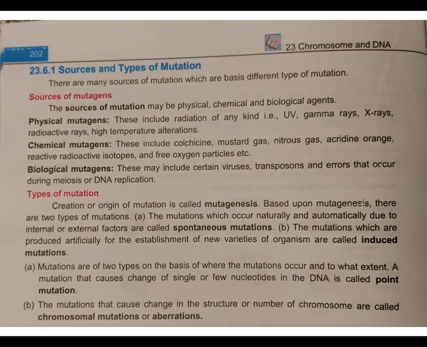The mutations are of 2 types depending upon where the mutation occurs and to what extent. A mutation that results in a change of a few nucleotides but does not overall affect the reading pattern is called point mutation. The other form, which causes a change in the structure or number of chromosomes, are called aberrations or chromosomal mutations.